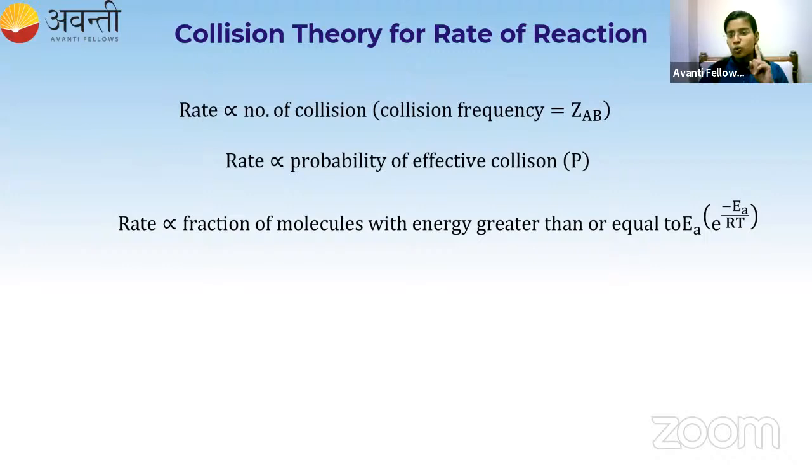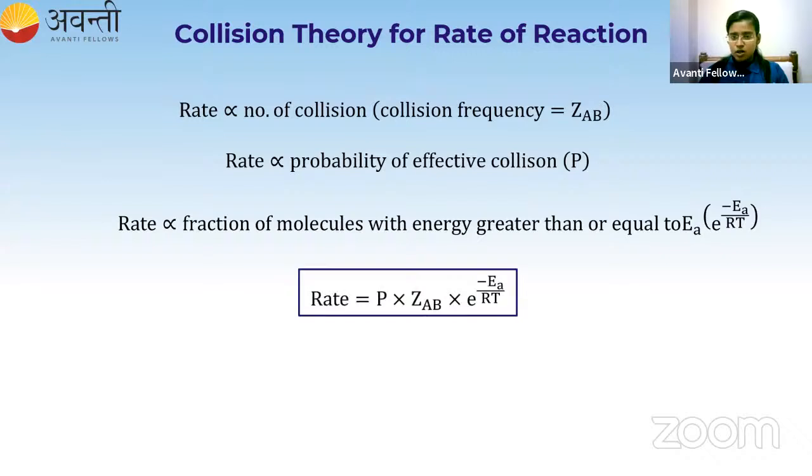So I can write one equation using these three relations, which is rate is equal to P into ZAB into e power minus EA by RT. Collision frequency means the number of collisions occurred per second for a given period of time, like how frequently the collision has occurred. If I take 1 minute, how many collisions have occurred? The number of collisions is nothing but the collision frequency. Okay, clear Sneha?